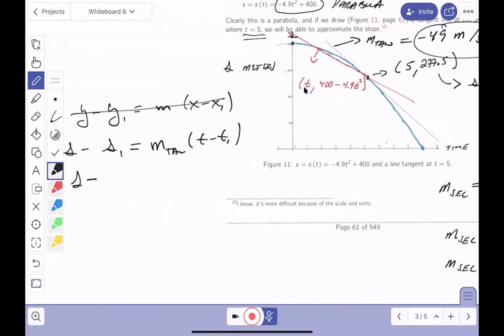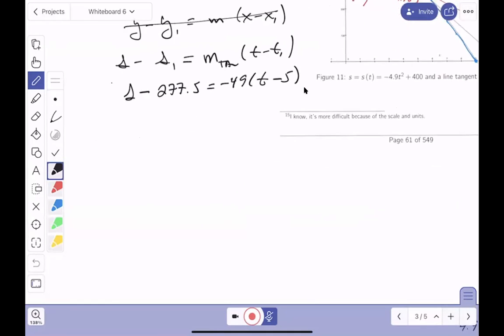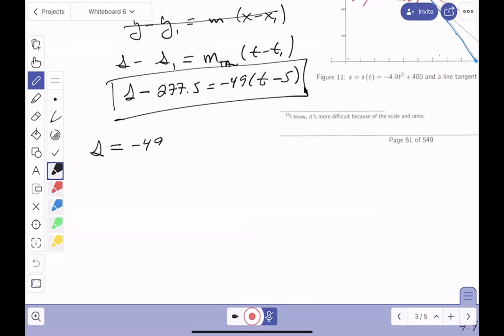S minus, what's y? 277.5. We'll check it later. That's coming over here. That's the point. What's m tangent? Minus 49. T minus 5. All right. By the way, this is a fine answer. However, a lot of times people want to solve for S here. Let's write that down. Minus 49 T.